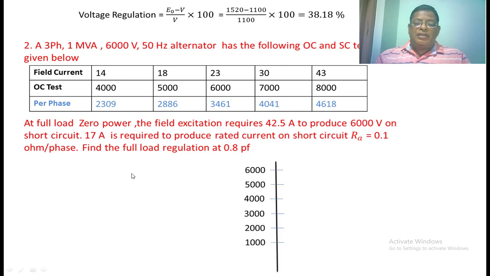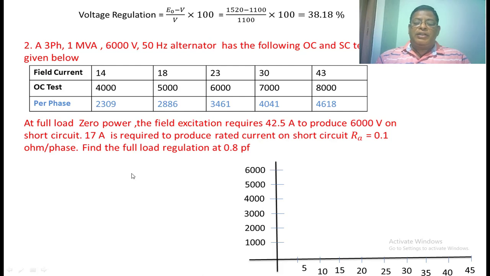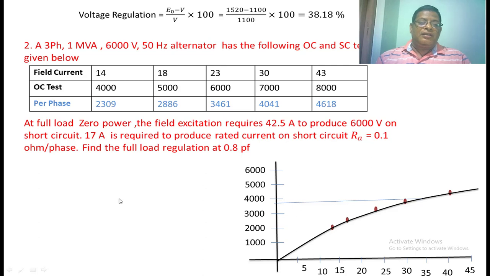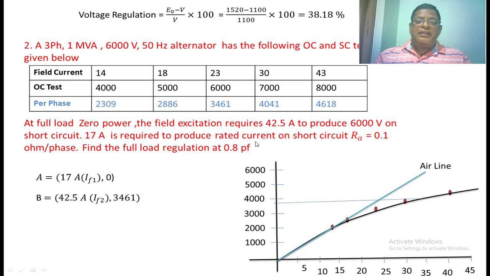Take the proper scale. In this case, I have taken the scale for the y-axis 1 centimeter equal to 1000 volts, and on the x-axis I have taken the scale 1 centimeter equal to 5 amperes. Locate the points and join all the points, we are getting the OCC of the alternator. This method is nothing but the zero power factor method or Potier triangle method. In the Potier triangle method, you draw one line tangent to the OCC, that is the air line. Next, here the data is given in the problem. We have taken one point A.